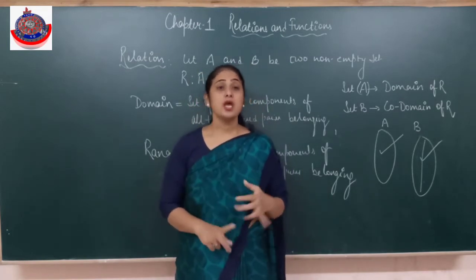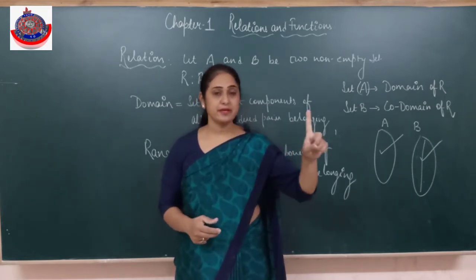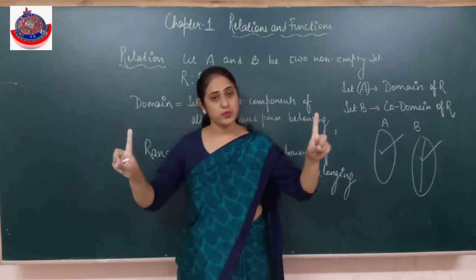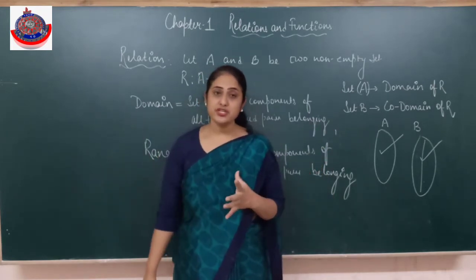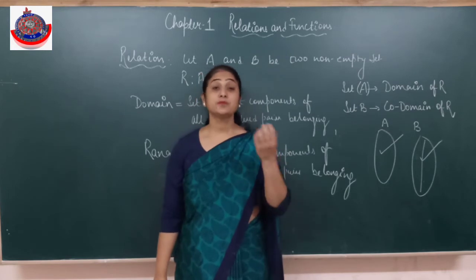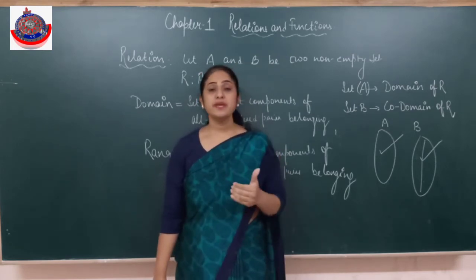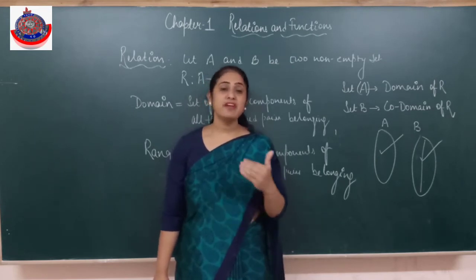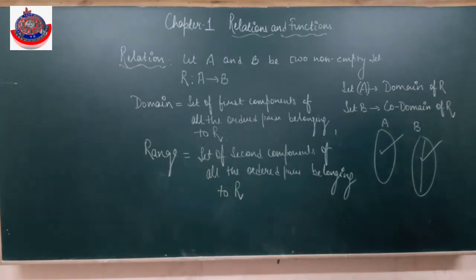What is relation? It is a set of order pairs. It is a subset of A cross B where every first element satisfies the given relation with the second element. Is it clear? Then we did domain and range of relations, where domain means the first component of every order pair which belongs to R. Range means the second component of every order pair which belongs to R. Is it clear? I hope all these basic concepts which we did in class 11 are clear to everyone.